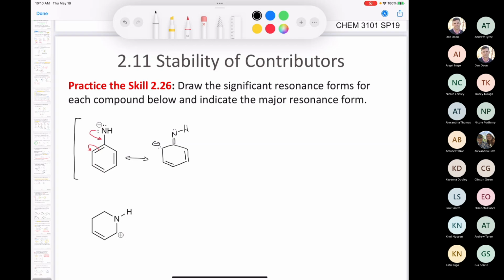All right, time's up. So could anybody describe how they made the next resonance contributor? And you could unmute your mic or type it in the chat. How would you draw another resonance structure here?